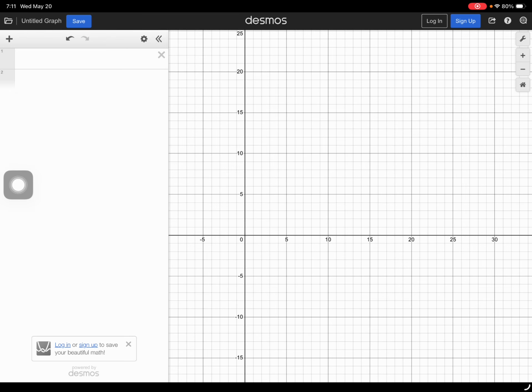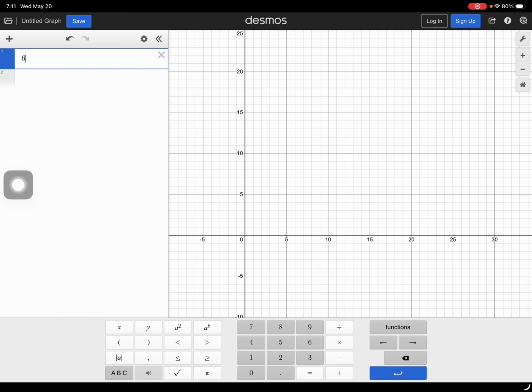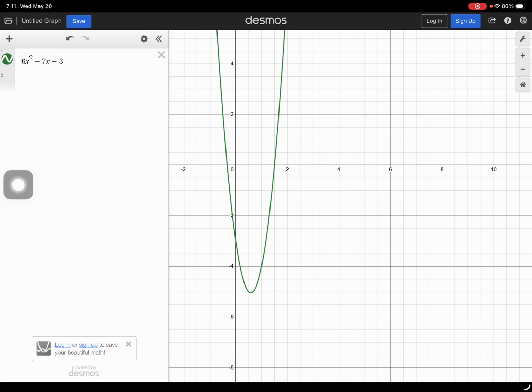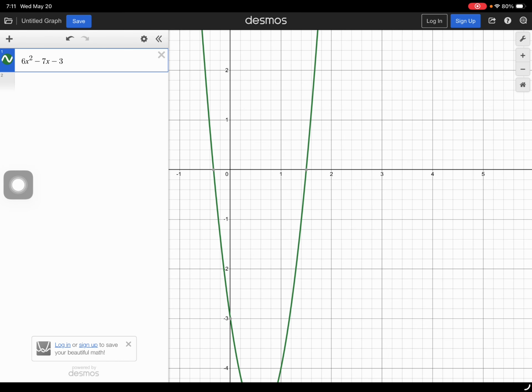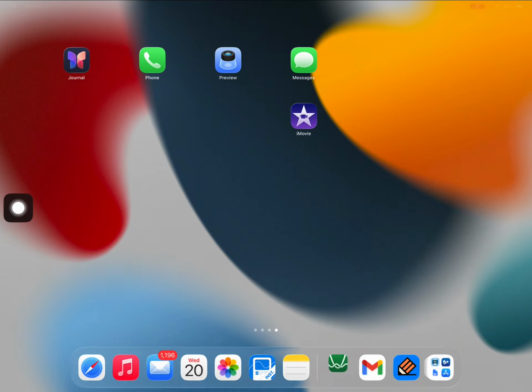6x squared minus 7x minus 3. Find your x-intercepts. Again, click on that green parabola that's graphed. Our answer choices will be 1.5 and negative 0.333. If you run into something like this, think about this as 1/3. Well, if we do times 2, 0.666, times 3 is 0.999. So that'll be a negative 1/3 and 1.5.